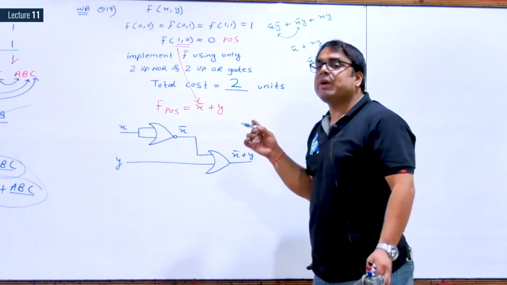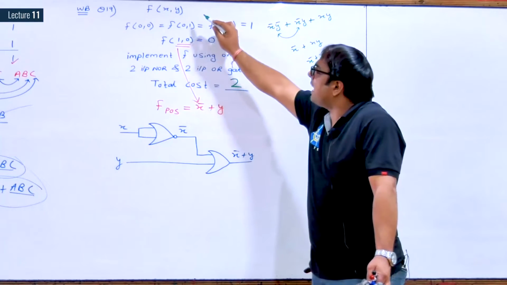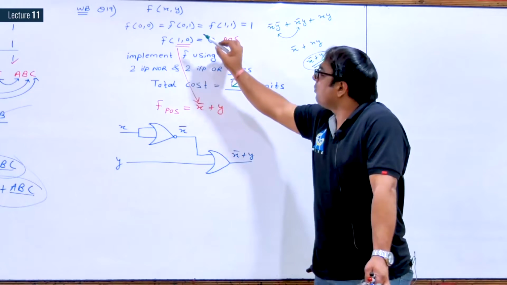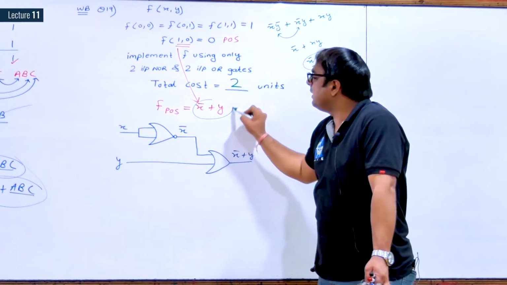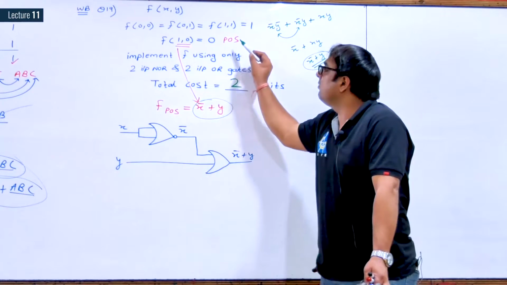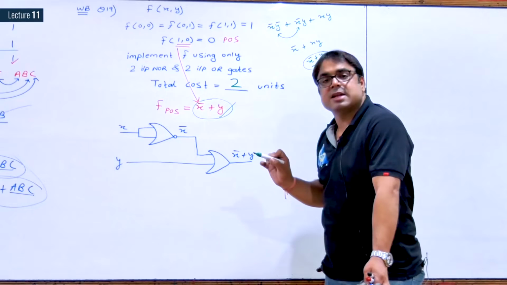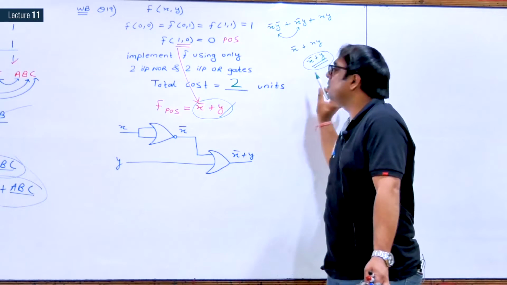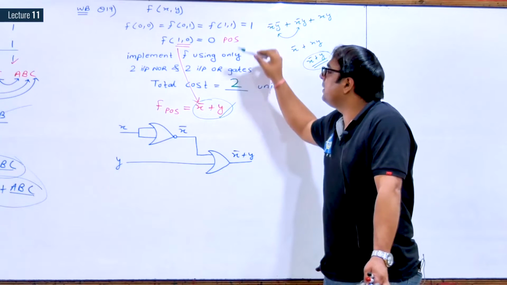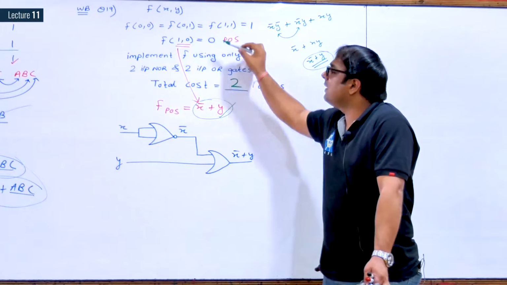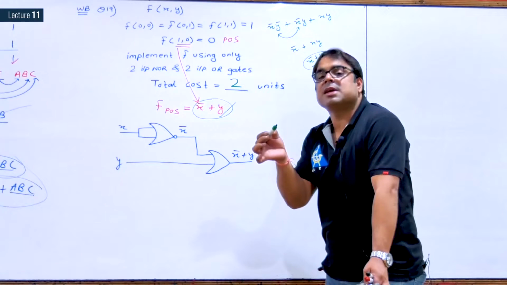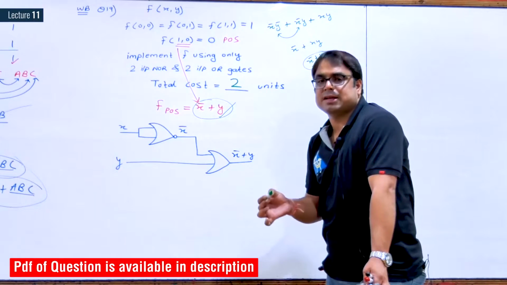So any way you go, if you go by SOP, then also you will get x complement plus y. If you go by POS, then also you will get x complement plus y. But the difference is that by going with POS, you will get it in a single step. In SOP, you will have to minimize it. So obviously for this question, POS is better because we have only 1 zero. So if you take care of all these things, you can save a lot of time in your GATE exam.